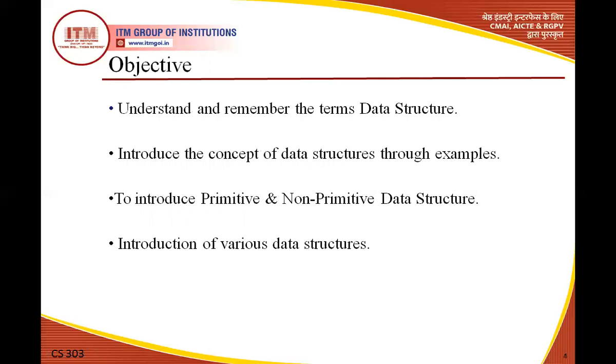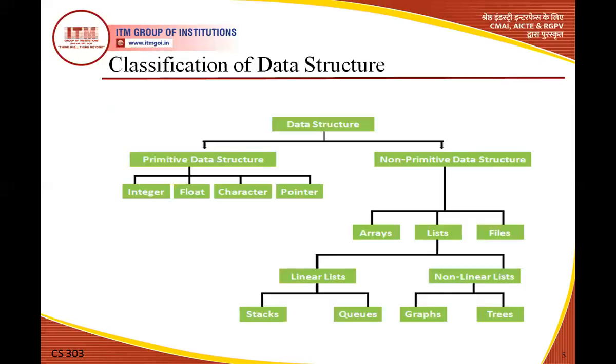So what is the objective of this topic? Classification of data structure: understand and remember the term data structure. You have to be totally clear about what a data structure is. We also give an introduction to some data structures. For example, I will talk about the different types of data structure, like primitive and non-primitive data structures, and then various data structures, with some introduction of all the primitive and non-primitive data structures. This is the whole objective of this lecture.